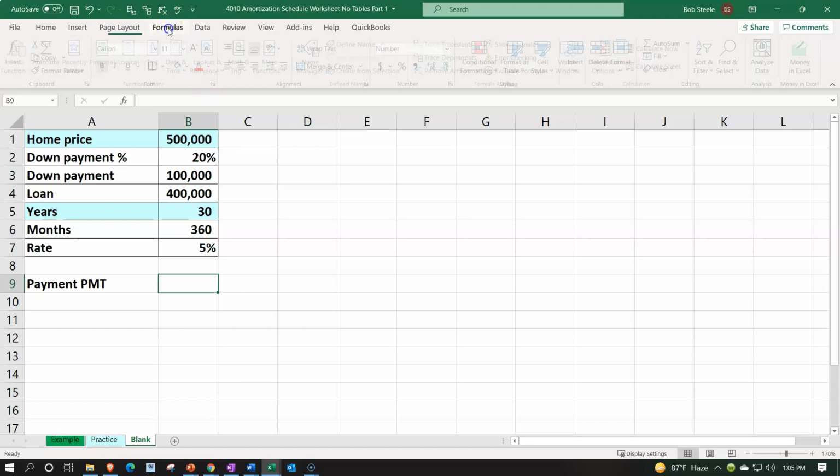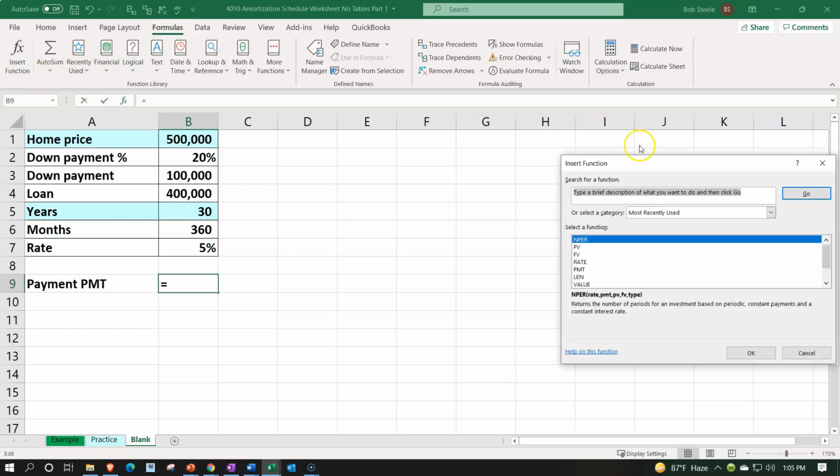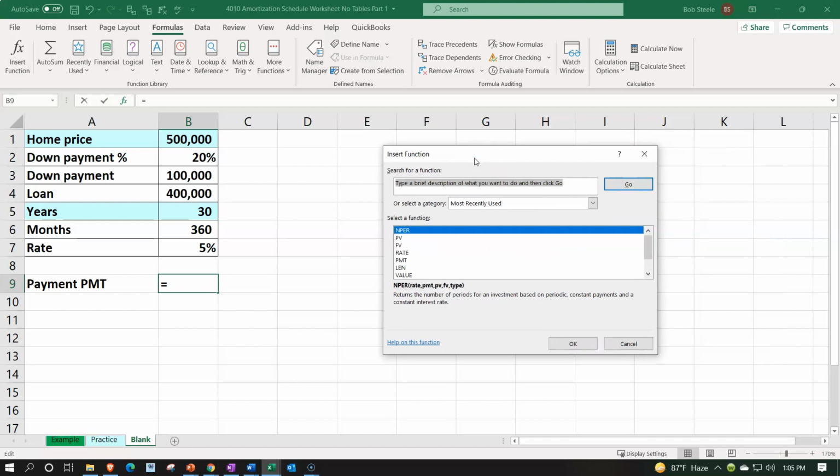Notice that you do have the formulas up top. If you go to the Formulas tab and you want to use the Insert Function item, you can look for the payment, which is the PMT. Let's just call it PMT. I don't see it there, PMT. So there it is, the PMT.